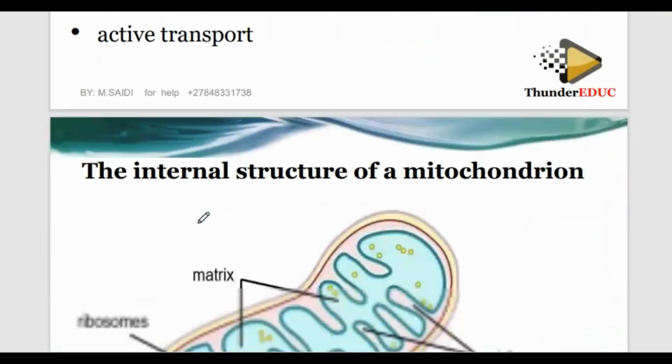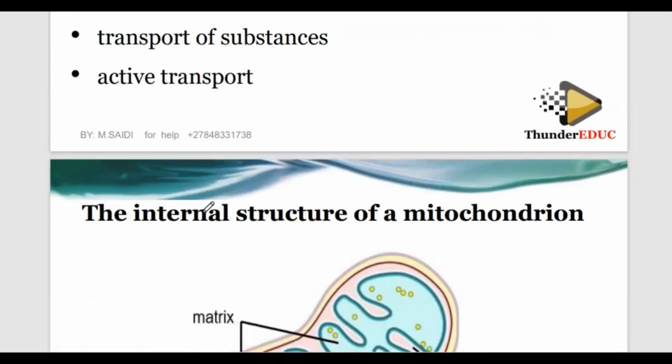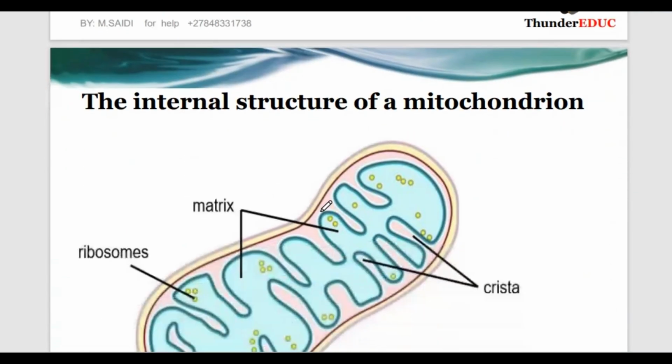And lastly, active transport. Active transport, you know it, that you are moving things from a region of low concentration to a region of high concentration against a concentration gradient. Meaning that you are coming from downhill, going uphill, automatically you will require what we call energy. So, where does respiration take place? Respiration takes place inside a structure called a mitochondrion.